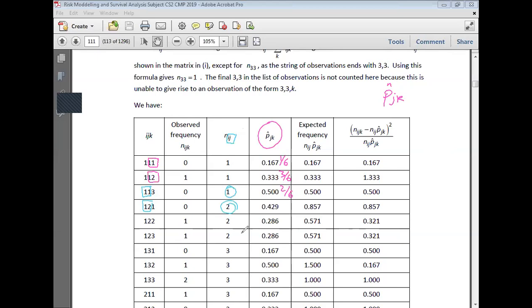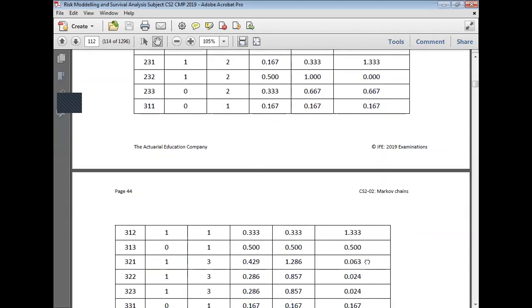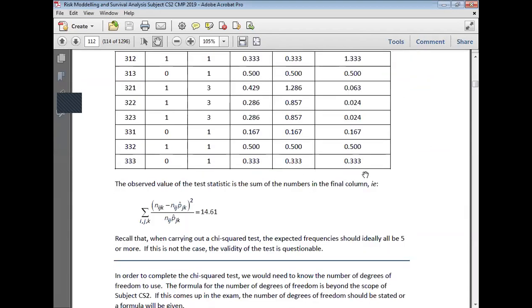And then what you do is, to calculate your expected frequency, you will just multiply this with this, and you get your expected frequency. And once you have this, you can easily figure out this number for each of these 27 cases, and you sum it up across and you get your test statistic.